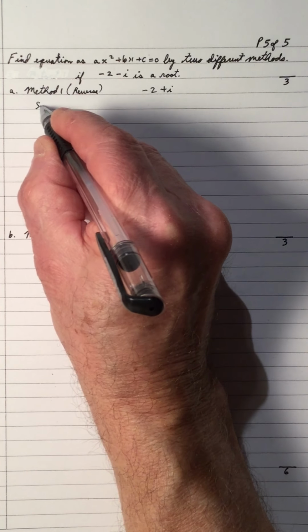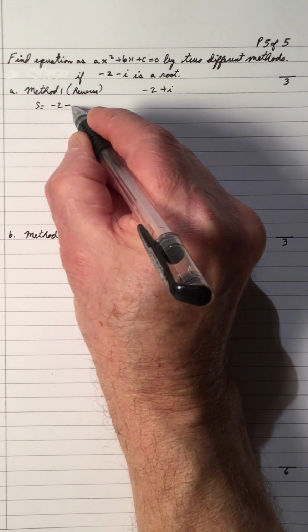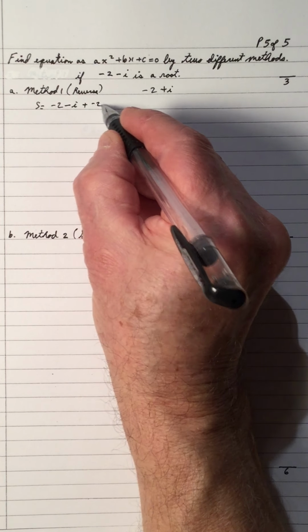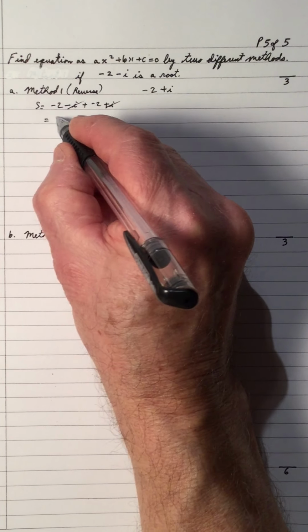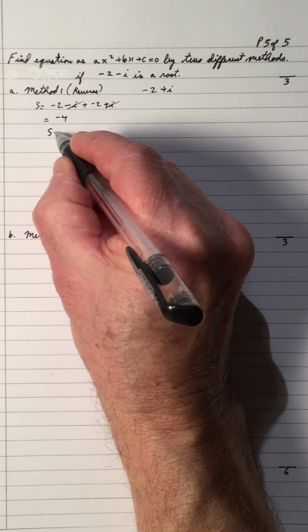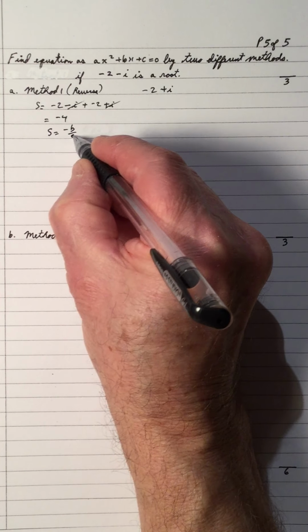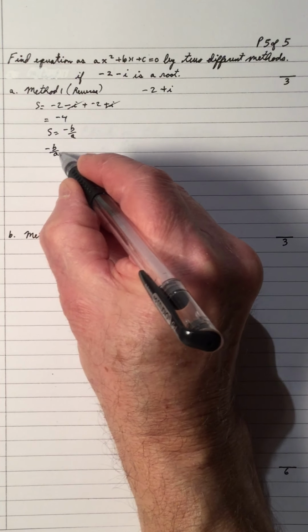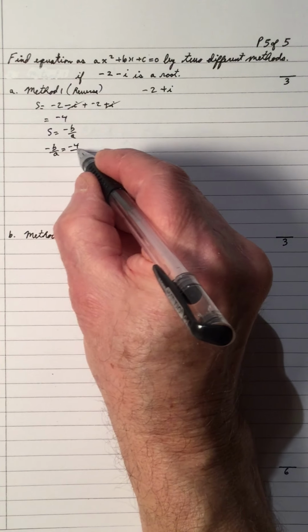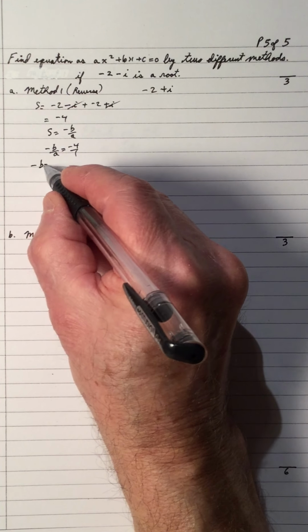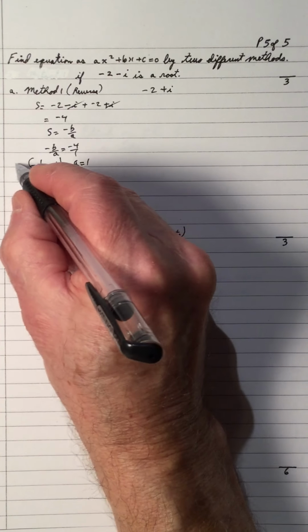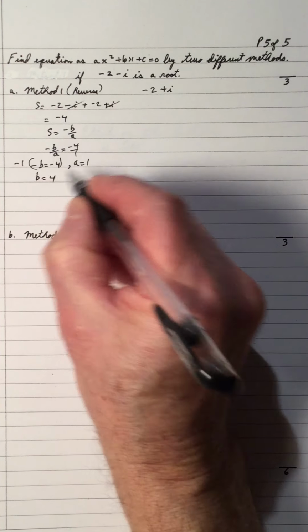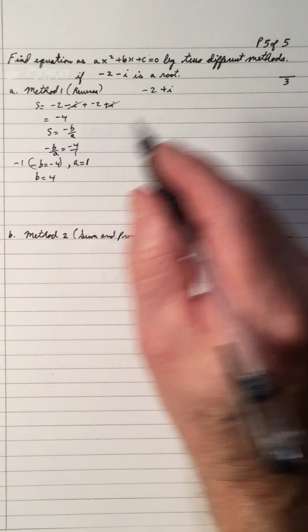We'll get the sum of the 2 roots, negative 2 minus i, add on negative 2 plus i. And when you do, the imaginary parts cancel out because of the plus minus, and we get a negative 4. So the sum of the roots is negative b over a. Negative b over a is negative 4 over 1. So negative b equals negative 4, and a equals 1, multiplied by negative 1. b equals 4. So a is 1 and b is 4.